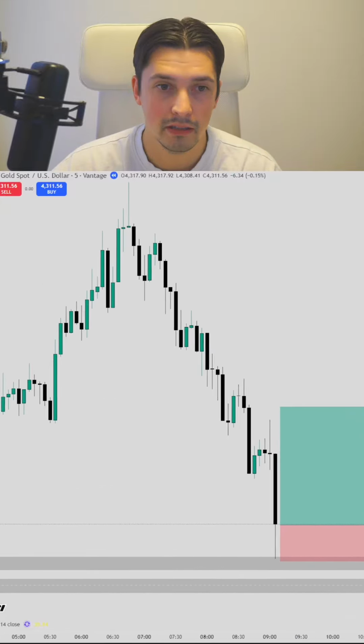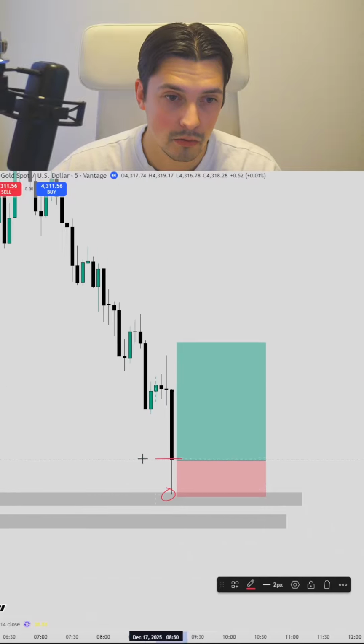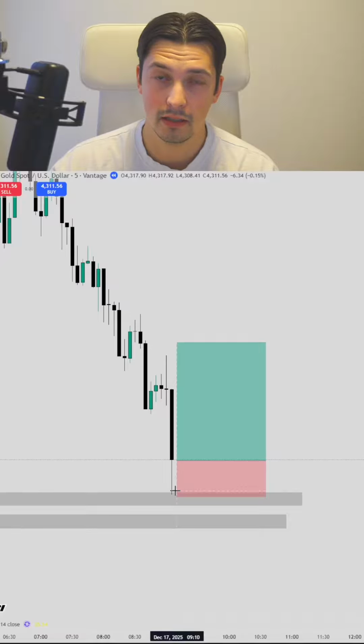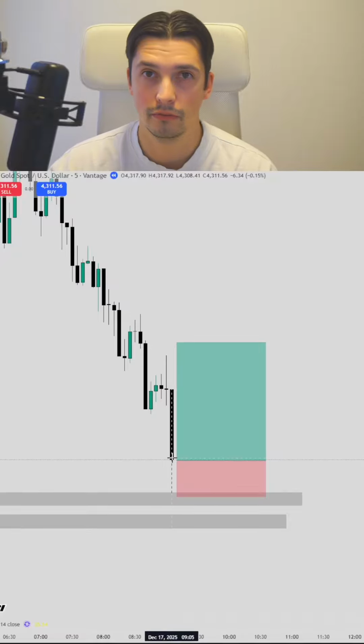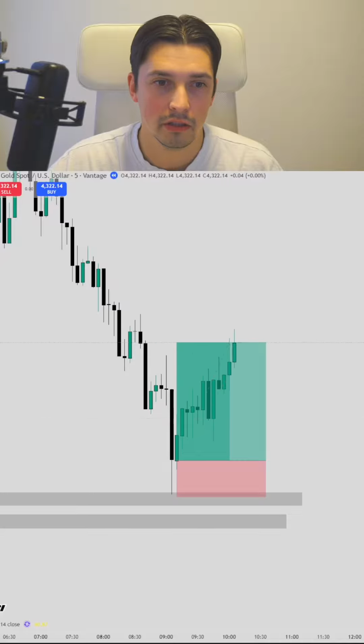So up here it didn't react the way we wanted. The correct way is to tap the zone and close outside the zone. After liquidity is taken out and this happens, it shows that the buyers are taking control of the market. So if you fast forward, you can quickly see that it's going straight to TP.